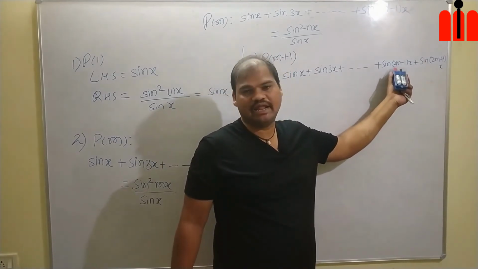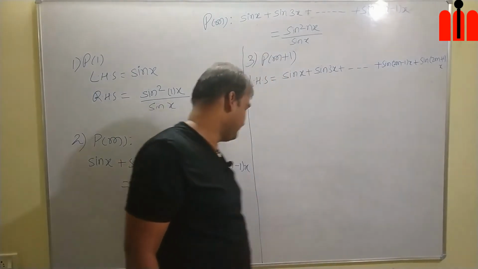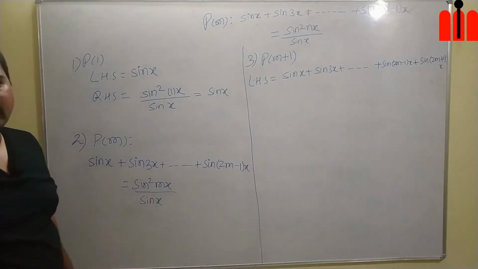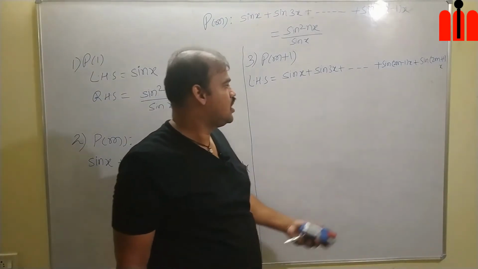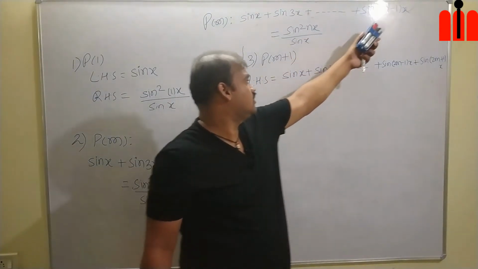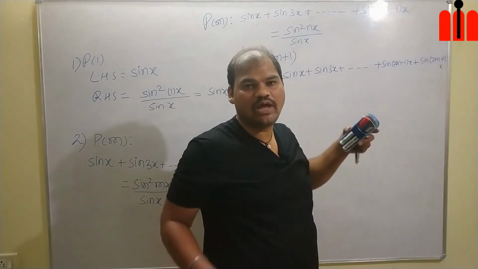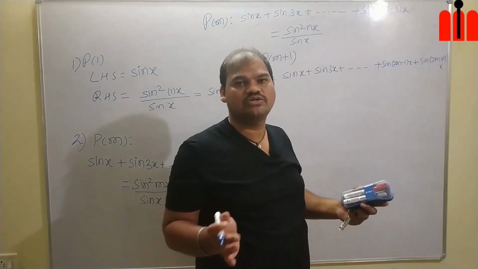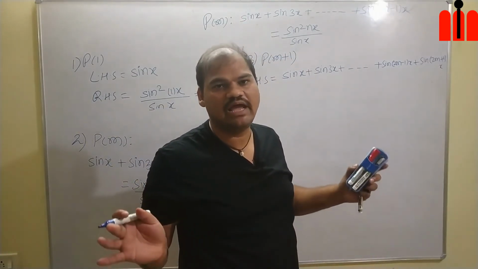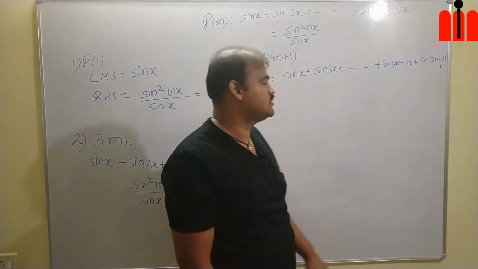Why have I written the mth term? Because I will substitute this entire m terms with my concrete statement. Now once you substitute m plus 1 in place of n, it will become 2 into (m plus 1) minus 1, which will be 2m plus 2 minus 1, which is 2m plus 1 at the end. So you will get sine (2m plus 1)x.